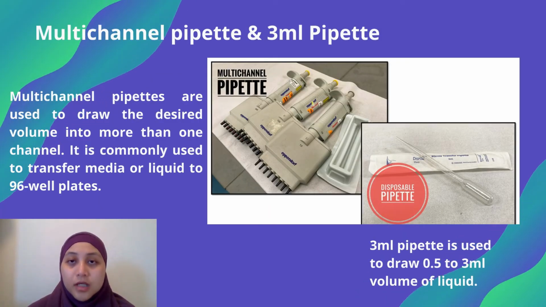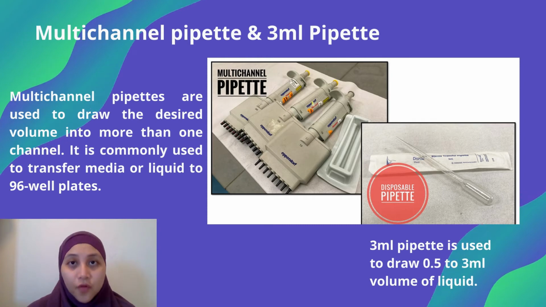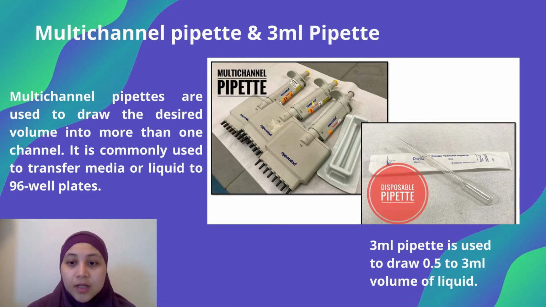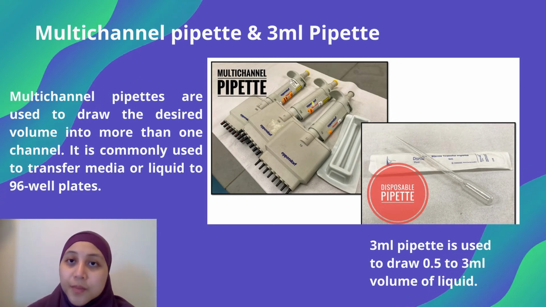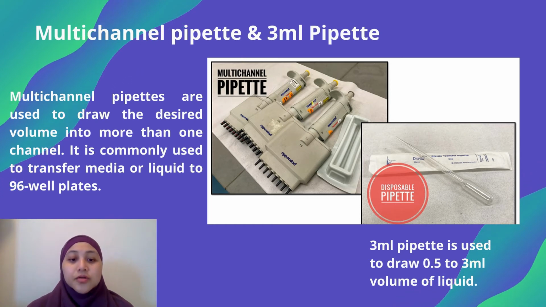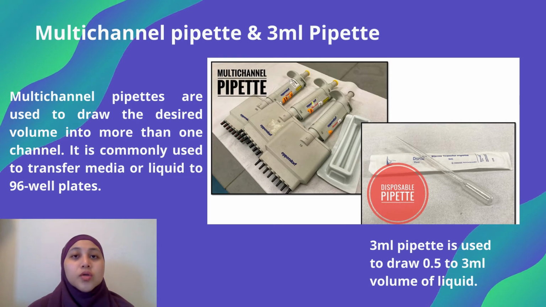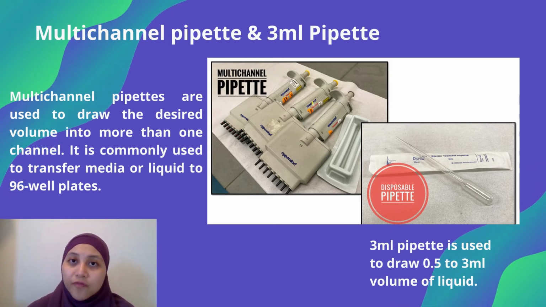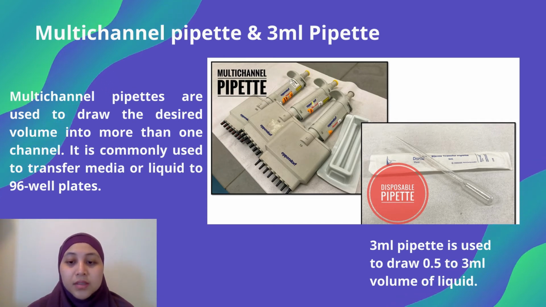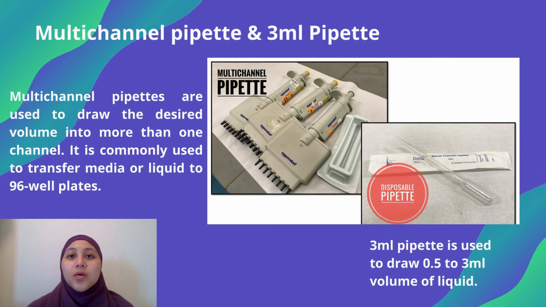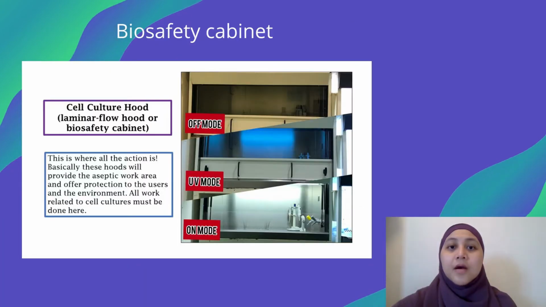The multi-channel pipettes are used to draw the desired volume into more than one channel in a plate. It is commonly used to transfer media, drugs or liquids to 96 well plate. The 3 ml pipettes usually come in a sterile package, so you can use it to withdraw drugs with a volume between 0.5 ml up to 3 ml of liquids or drugs or PBS or any other liquids.